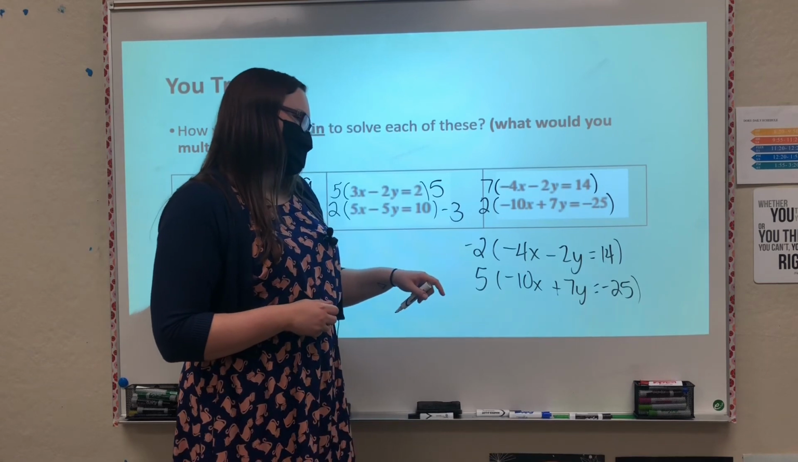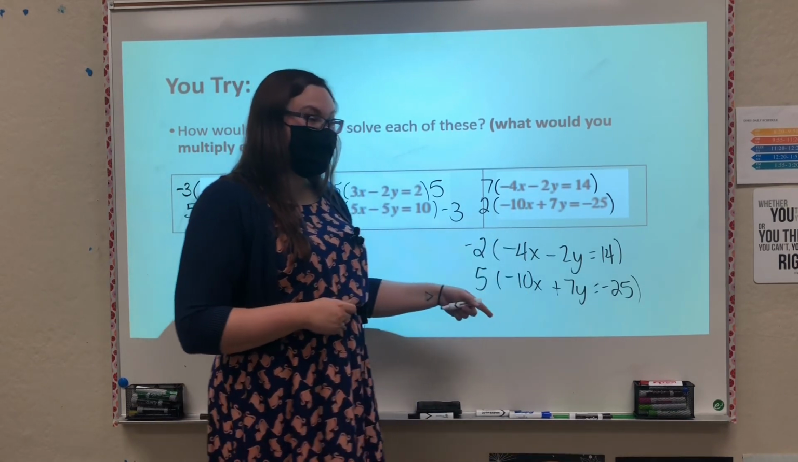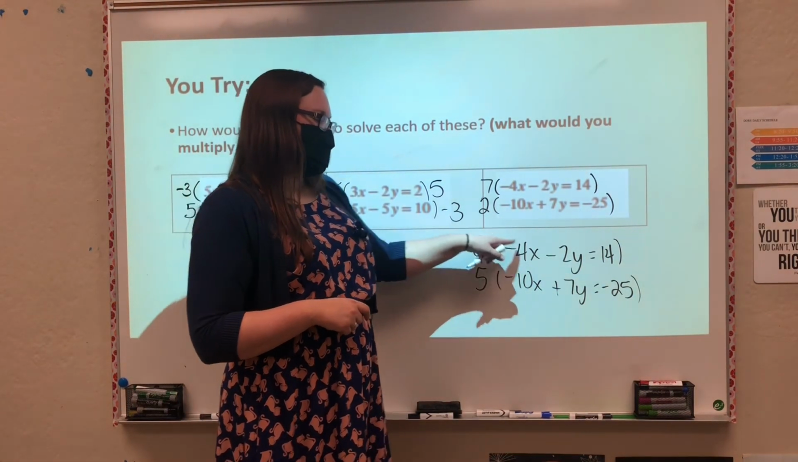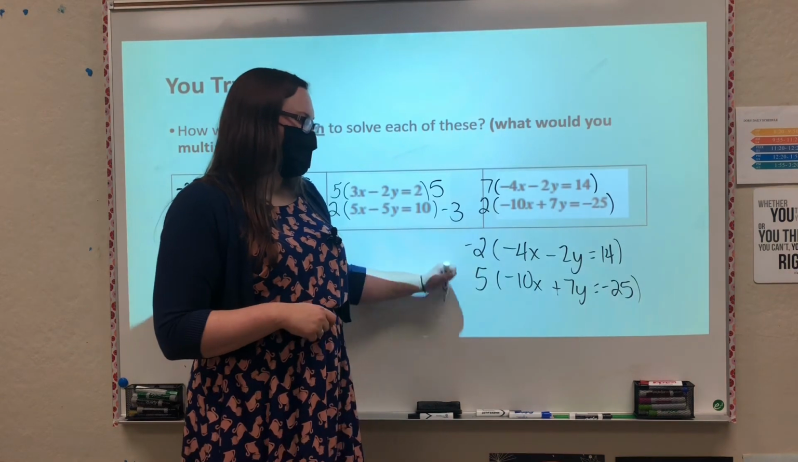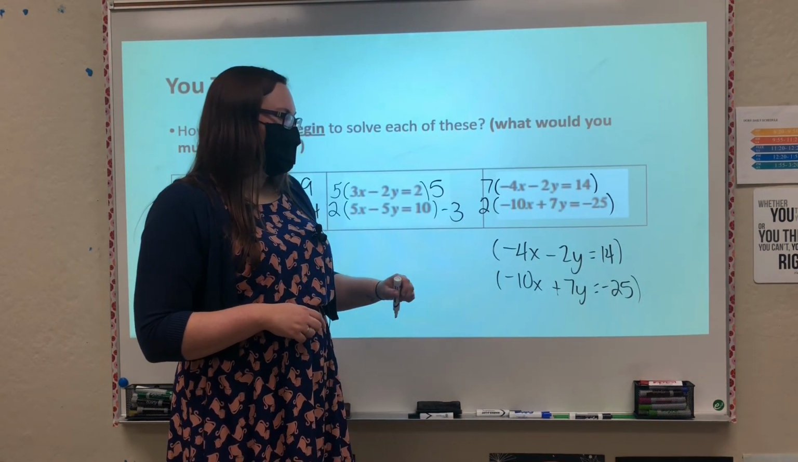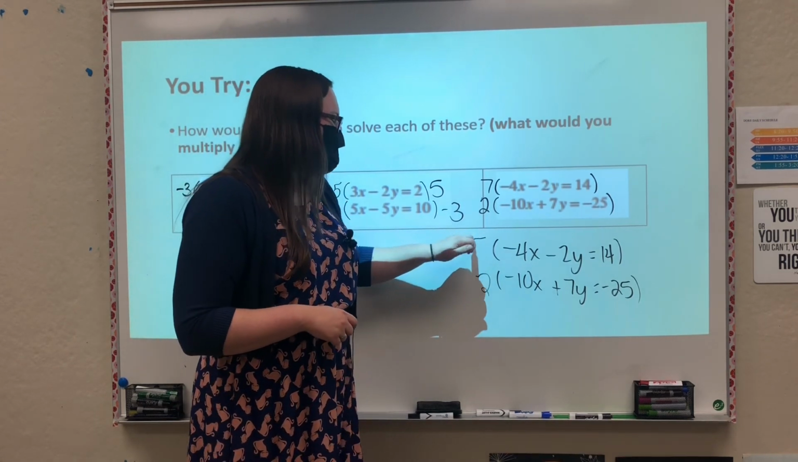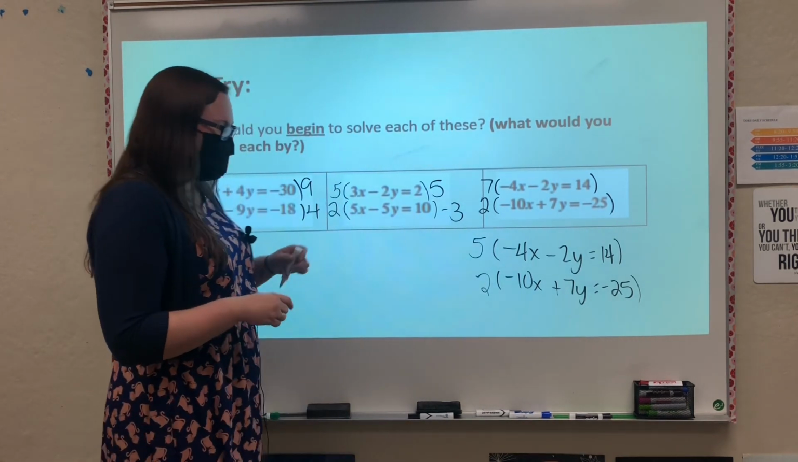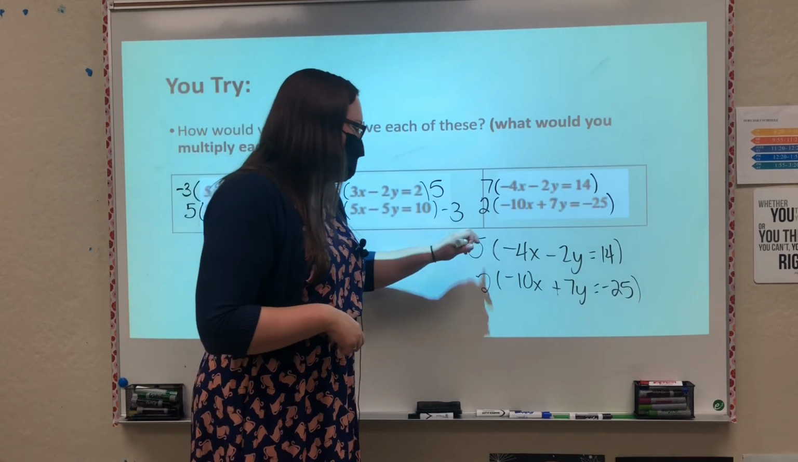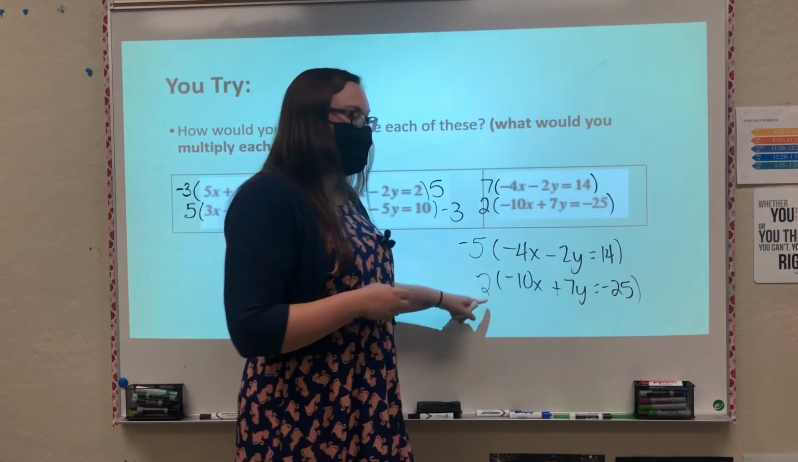Well, wait, no. So we're focusing on eliminating the x's. You had given me 10 and 4 before, so we were getting 40 for both of them. So it would be 2 on the bottom and 5 on top. I think you have the right idea. And one would need to be negative. That also works because that would give you a 20 and a 20.